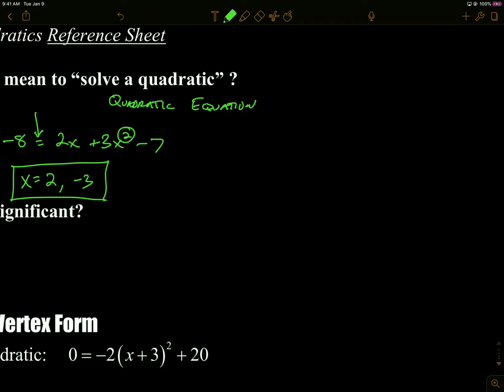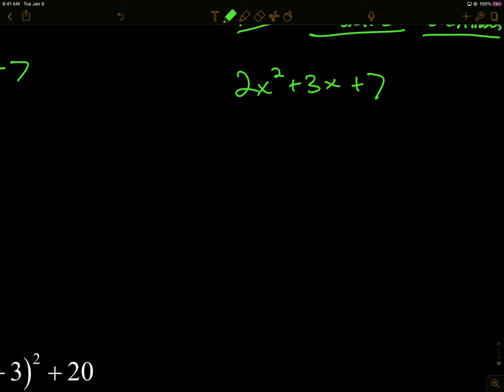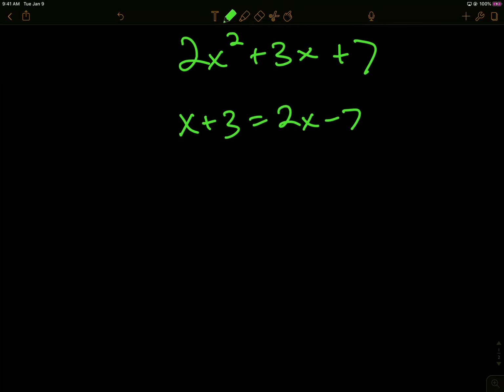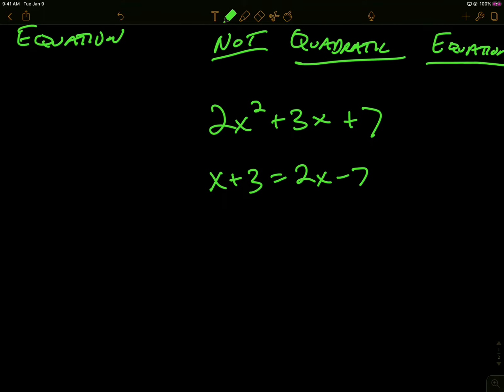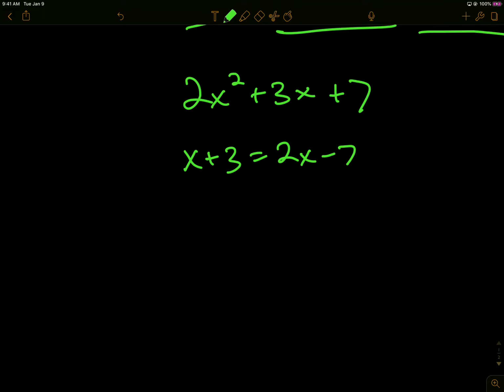Here are some examples of what are not quadratic equations. Sometimes it's good to compare and contrast. All right, so this one, 2x squared plus 3x plus 7, is not a quadratic equation because it's not an equation. Where's the equal sign? You can't solve that. It's an expression. x plus 3 equals 2x minus 7 is an equation, but it's not a quadratic equation because the highest power of x is 1. We would call that a linear equation.